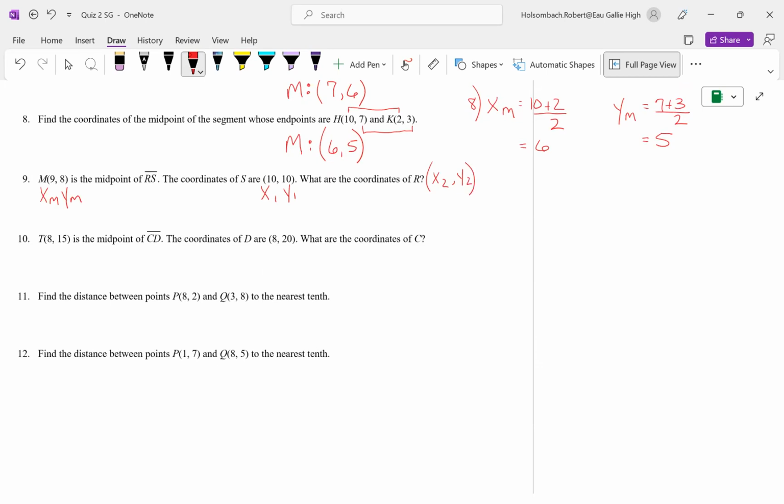So the formula that was in your notes from yesterday said that X at the middle was equal to X sub 1 plus X sub 2 divided by 2. So our X at the middle is 9. Our 9 is equal to X sub 1, which is 10, plus X sub 2, divided by 2.